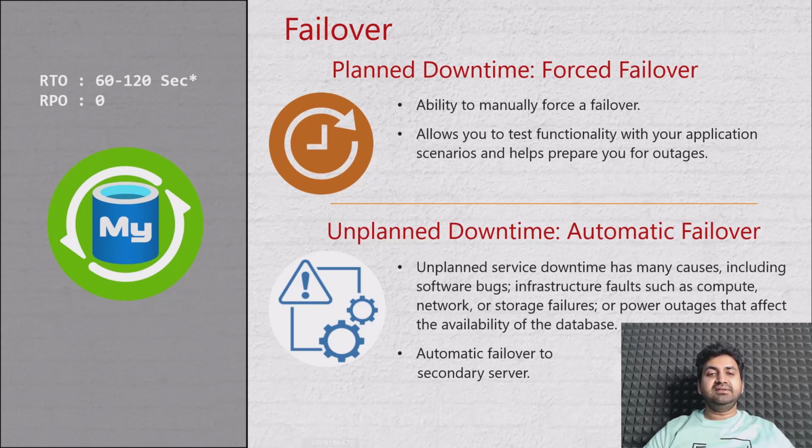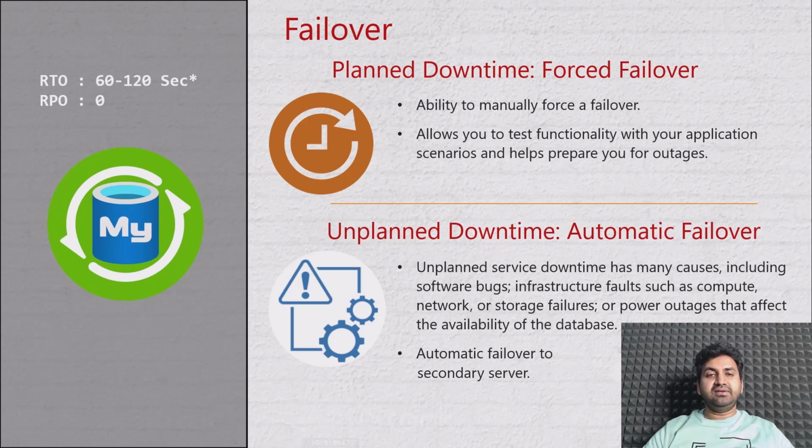Whenever there is a failure, the time needed for a standby replica to take over the role of primary depends on the binary log application on the standby. So we recommend that you use primary keys on all tables to reduce failover time. Failover times are typically between 60 to 120 seconds, but again it depends on the amount of load in the database. When we talk about forced failover, Azure Database for MySQL Flexible Server forced failover enables you to manually force a failover. This capability allows you to test the functionality with your application scenarios and helps make you ready for outages.